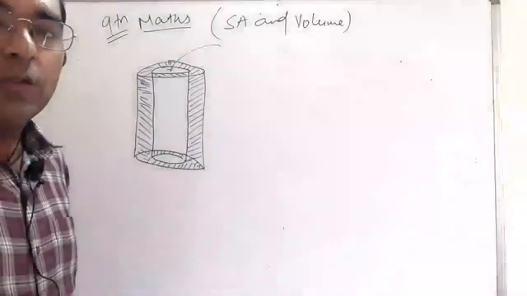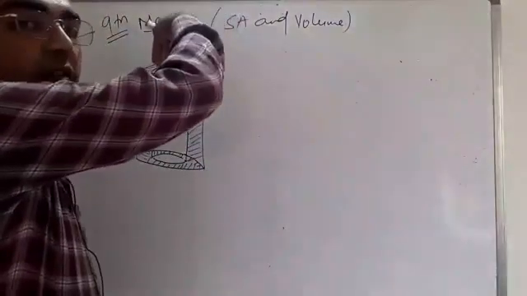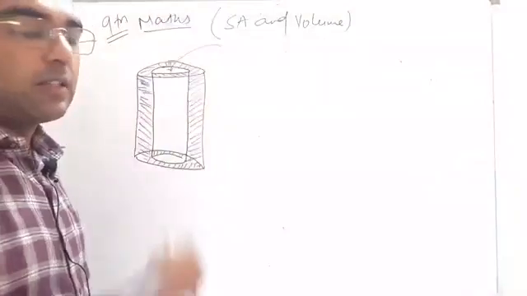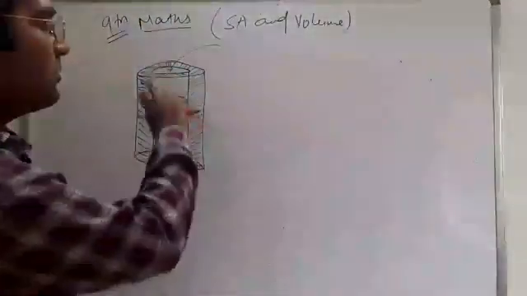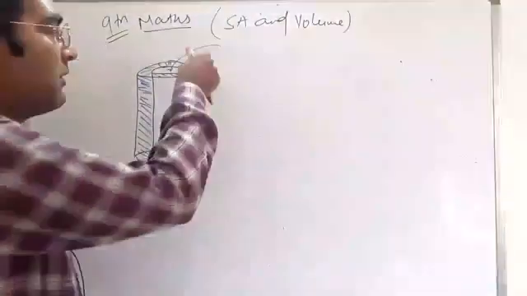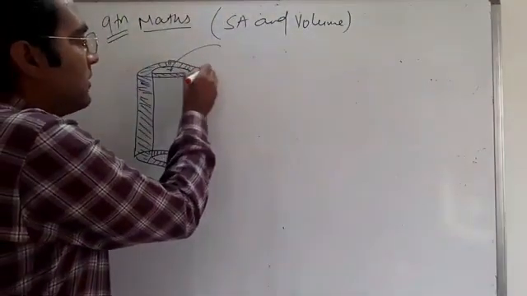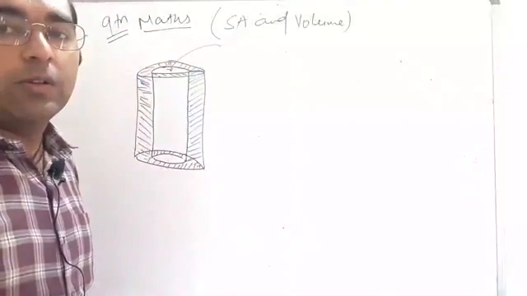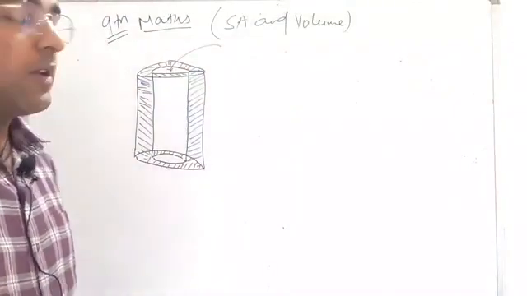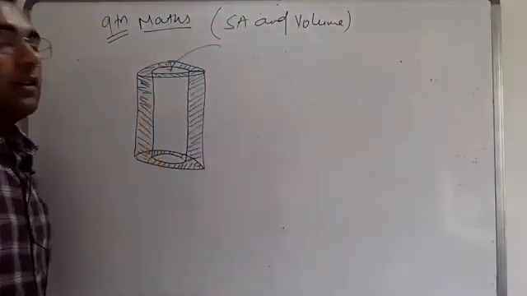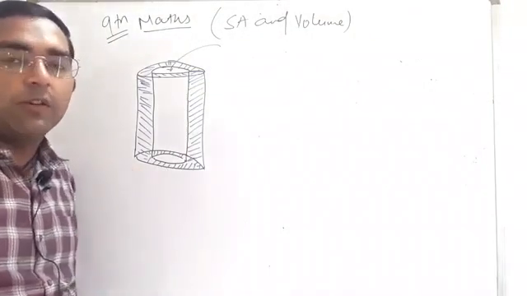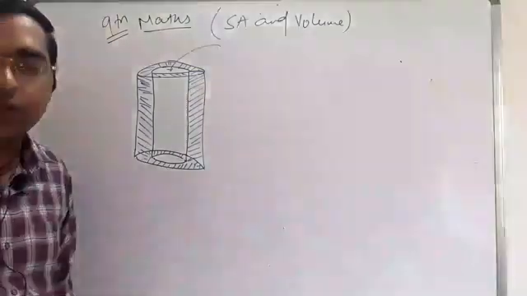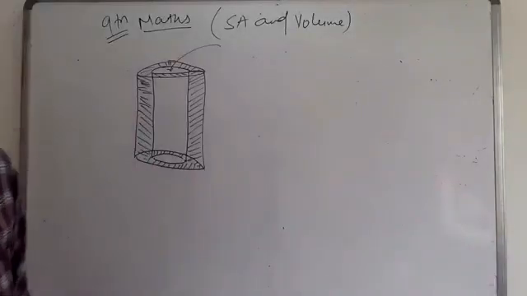So you can see that from the middle space there is a hollow, or there is a space between two cylinders. And between these cylinders there is a thickness also given. We can see the surface area and volume regarding this type of cylinder, also this type of cylinder.